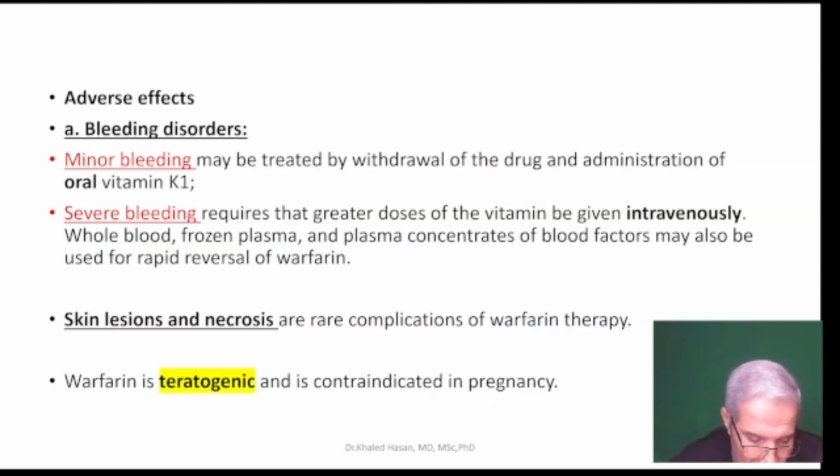Bleeding, how to manage bleeding. If the patient suffers from minor bleeding, only withdraw the medication and give oral vitamin K1.